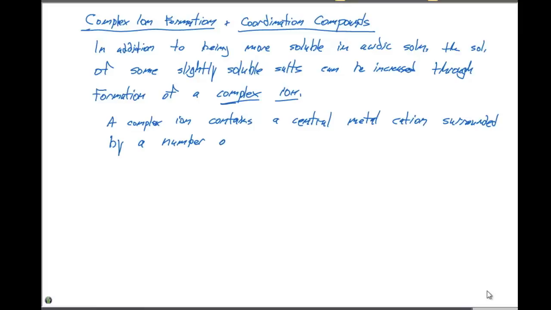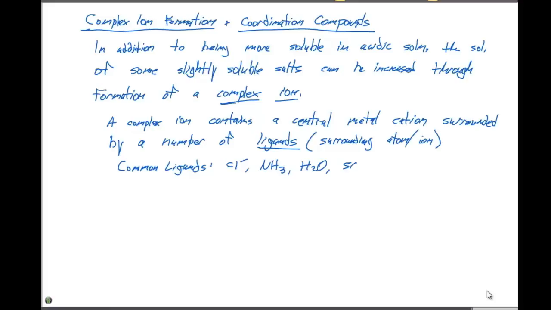And the thing that sucks about this definition is that I'm using a term, ligand, that we probably have to define to understand this. A ligand is simply a surrounding atom or ion. And these ligands act as a Lewis base, which have a pair of electrons that form what we call a coordinate covalent bond. We'll discuss those in great detail in the next unit, but the common ligands that we will see are Cl minus, NH3, H2O, SCN minus, OH minus, and many others. I could probably list about a couple hundred ligands. We're not going to list them all, but here are the common ones.